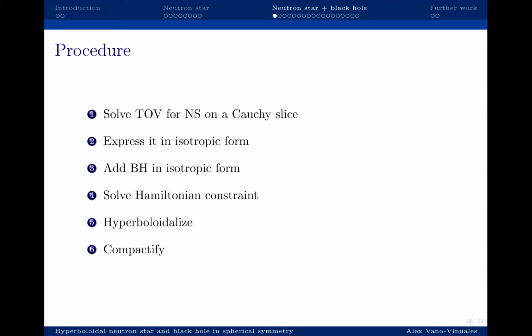Once the solution is found, we will what I call hyperboloidalize, which is a new word we made up, which consists of expressing it on a hyperboloidal slice. And for that, there's going to be an intermediate step, which is going from the isotropic coordinates to the areal radius type coordinate, and then finally compactify. So basically following the same steps as before, but with a few more intermediate ones.